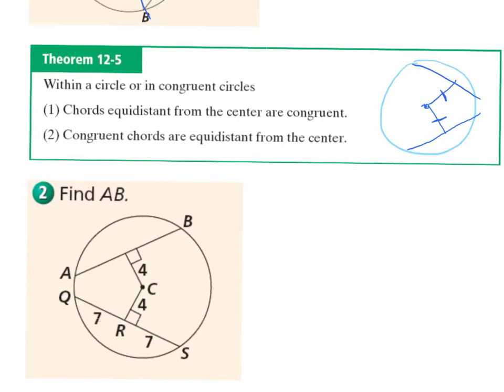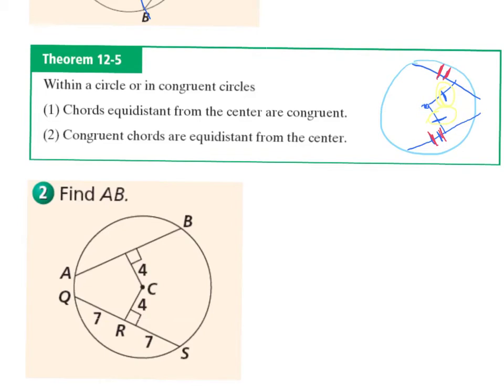Then you can say that these chords are congruent, as well as, I wanted to change that color. These chords are congruent, as well as the reverse if you have congruent chords. So if you're given the red information, then you can assume that the length right here and right here are the same length. So converses of each other, they go back and forth. So we'll put that information into play here.